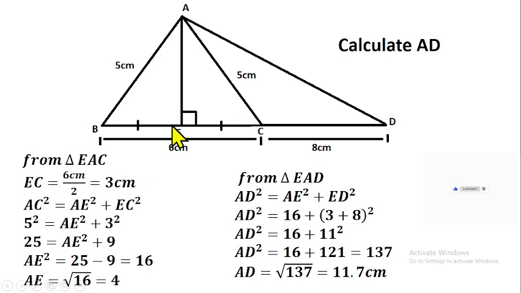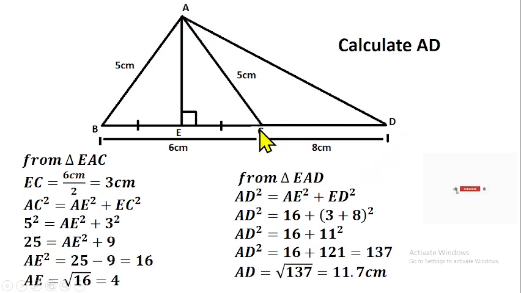Now if this side is 4 centimeter, then we can now find our AD. That means from triangle EAD, which is the big triangle, which is also a right angle triangle, we can apply Pythagoras theorem now. Since we know two sides now, we know the whole side from here to here, and we also know this side now, we can find the third side.